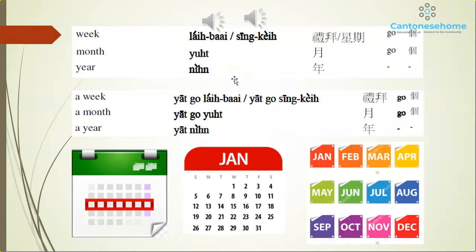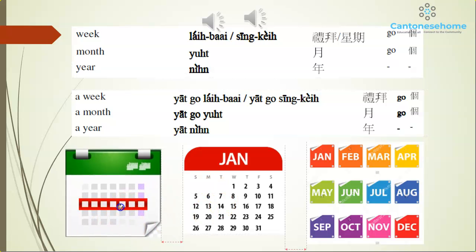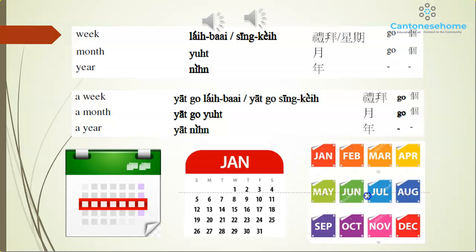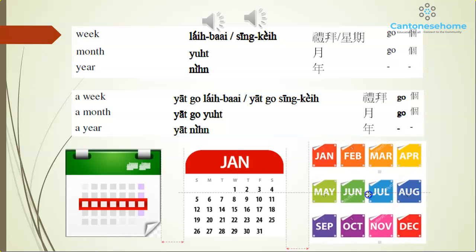So I suggest when you watch the video, you try to follow my sound as well. You try to produce the sound as well. It would help your pronunciation. 好, 一個禮拜, 一個星期, 一個月, 一年. So easy. So this is 一個星期 or 一個禮拜. So this one 一個月, whole month. 一個月, 12個月, 12 months, 一年.